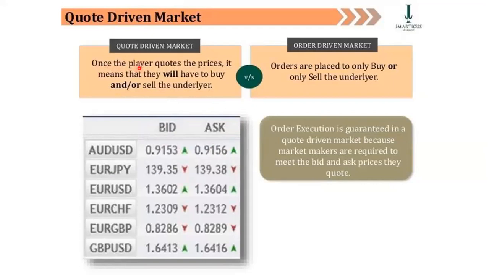In a quote-driven market, once the player quotes the prices, it means that they will have to buy or sell the underlying, right? And in an order-driven market, orders are placed only to buy or sell the underlying, right? So they will disclose the quantity also. Once they disclose the quantity at a particular price, there is no more flexibility there. But here they are disclosing only the price. Both parties are eligible for that.